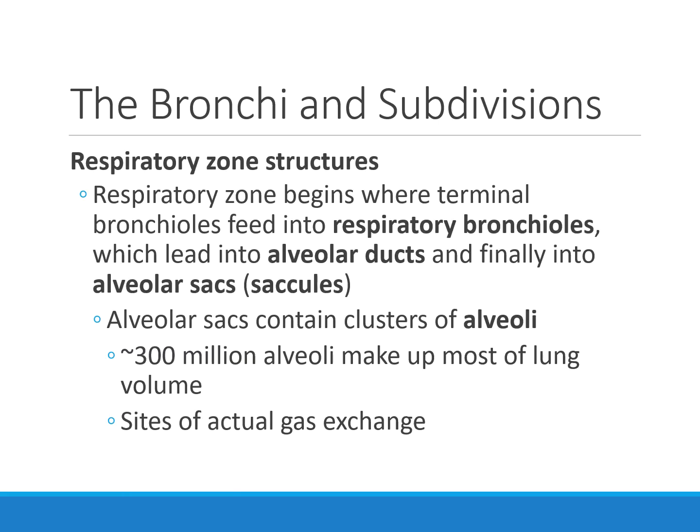In the respiratory zone, this begins where the terminal bronchioles feed into the respiratory bronchioles, which lead into the alveolar ducts, which lead into the alveolar sacs, and the individual structures that are found on the alveolar sacs are called the alveoli. You have approximately 30 million alveoli. This is what makes up most of the volume of your lung, and this is where the actual gas exchange happens. So up to this point, we were just getting everything down to the place where the gas exchange could happen.